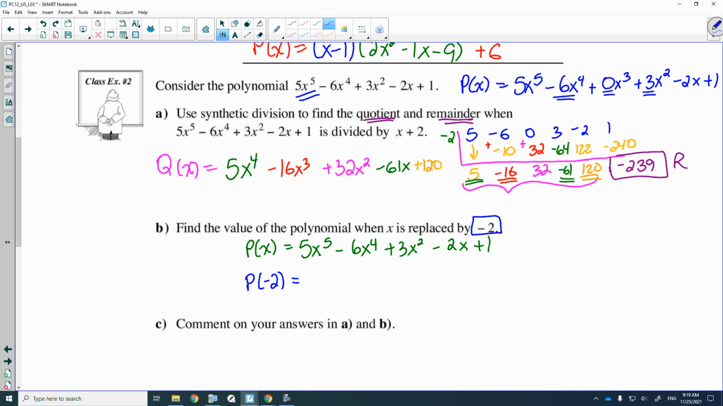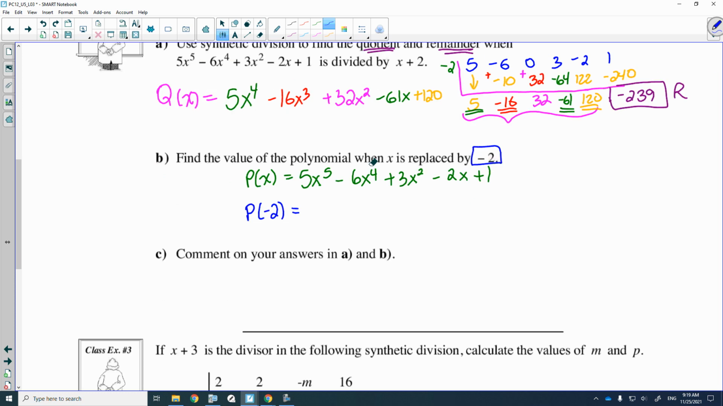So what does that mean? Every single time you have an x, replace that x with a -2. Make sure you're using your brackets properly. So 5(-2) to the power of 5 minus 6(-2) to the power of 4 plus 3(-2) squared minus 2(-2) plus 1. I would enter this as one string in your calculator and hit enter as your answer.